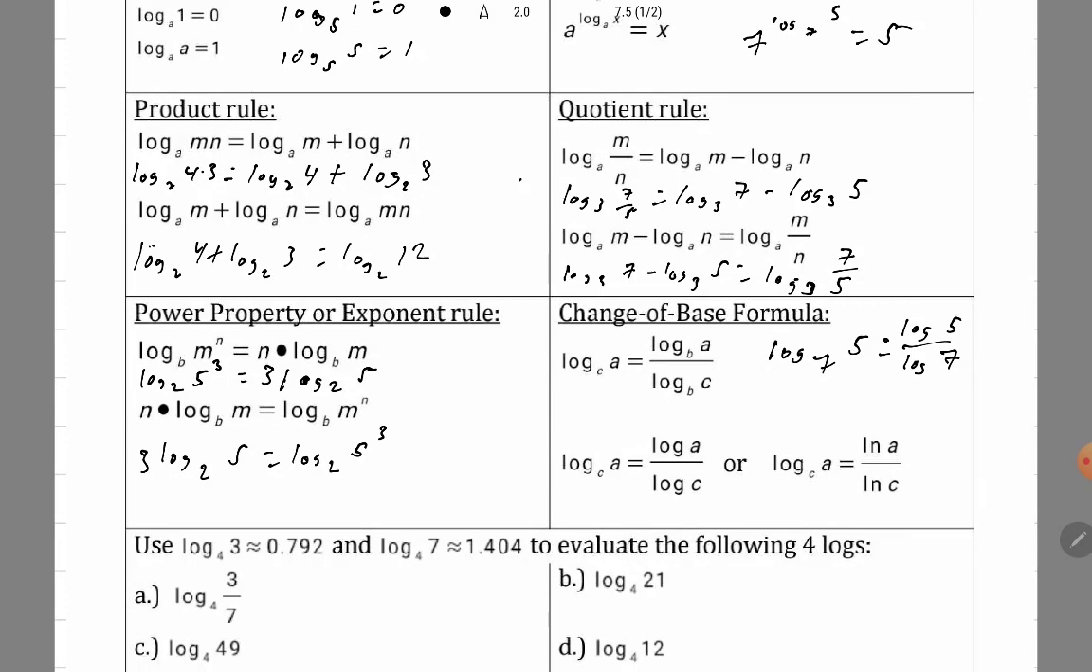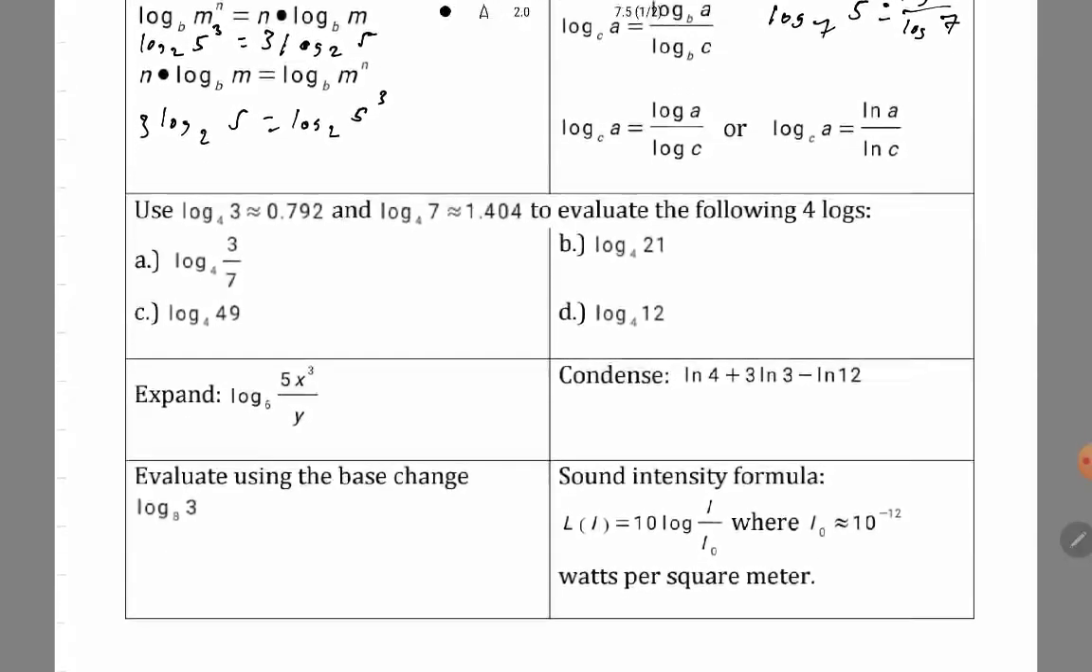Okay. We can also change it to a natural log of A over a natural log of C if we wanted to use it. Either way it works. So we can use log or natural log. Alright, let's do some example problems.